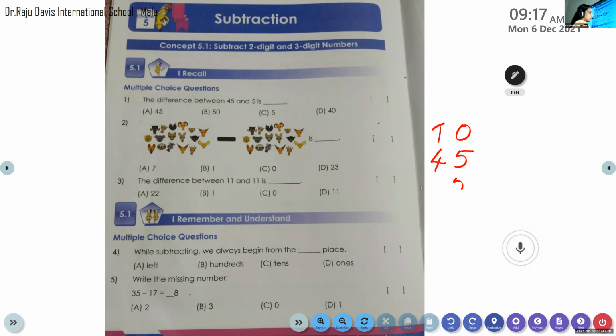Excuse me, ma'am. Which book? This is your Part 1 Max workbook, Part 1, page number 30.